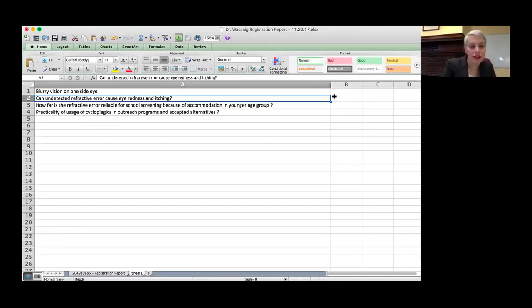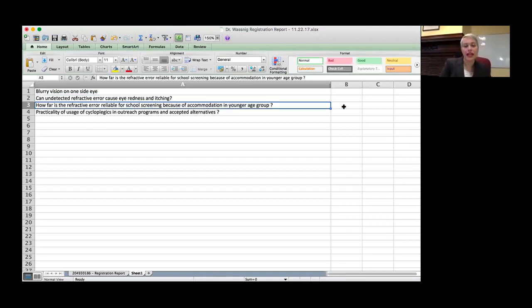How far is the refractive error reliable for school screening based on accommodation in a young age group? Yeah, look, that's a really big issue. When we're doing retinoscopy, we try to get them to look as far away as they possibly can, to have someone really interesting at the other end. So I usually get my students jumping up and down. I encourage them all to learn to juggle, and the worse they juggle, the better, the more entertaining they are. And so having someone as far away as possible helps relax that accommodation as best as possible.